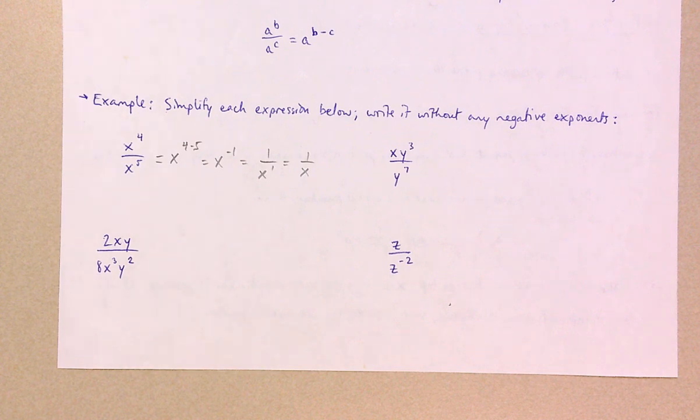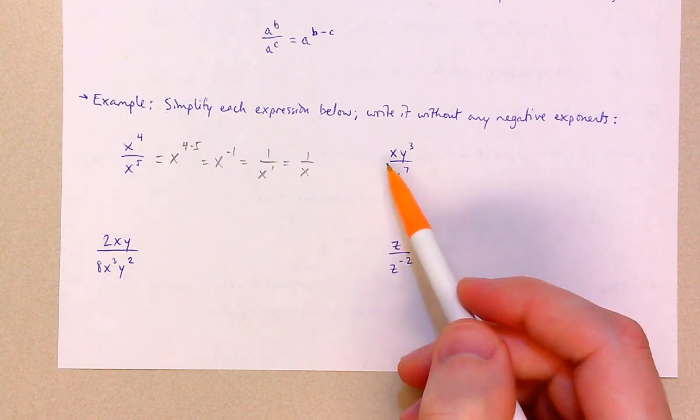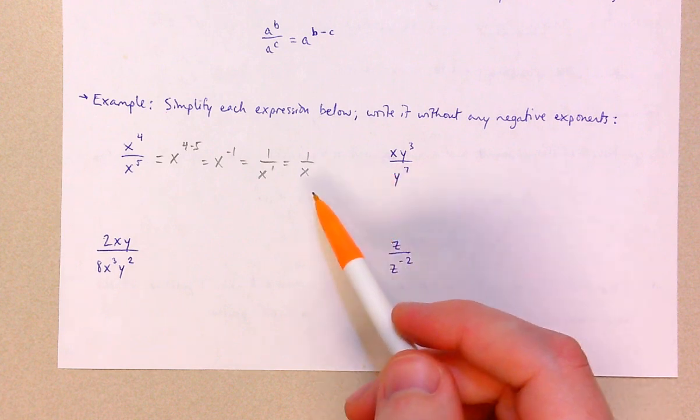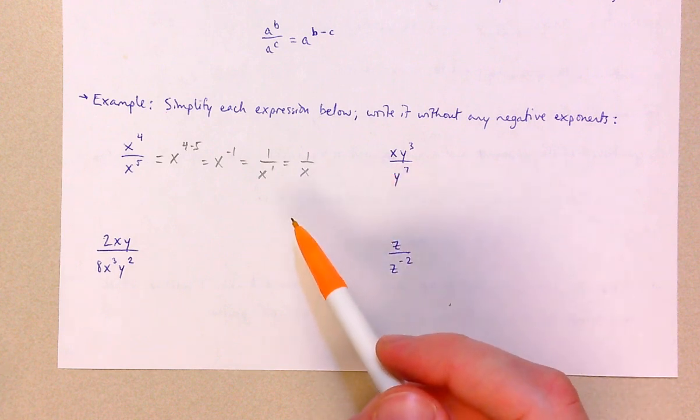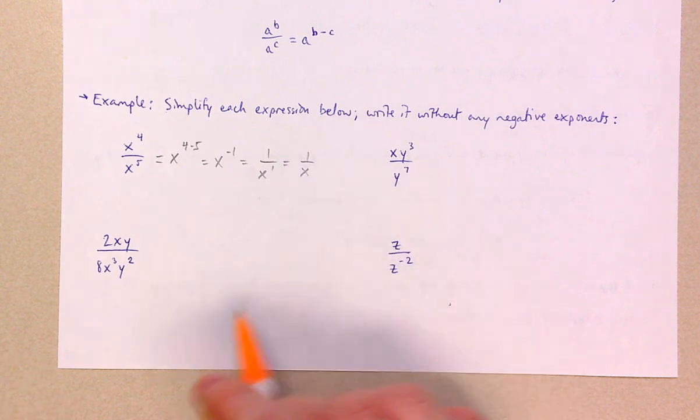Okay, next one here, I have an x times a y cubed on top divided by y to the 7th. So this one, clearly a little bit different. We see we have y's on the top and the bottom. We have an x on the top but no x on the bottom. So you may be wondering, what do we do with this x here?